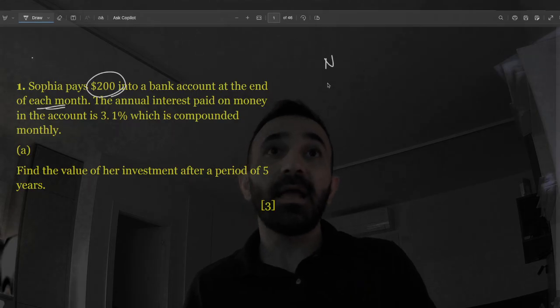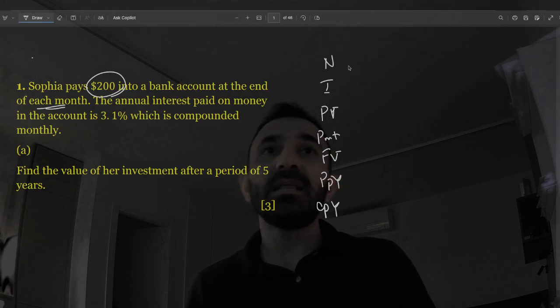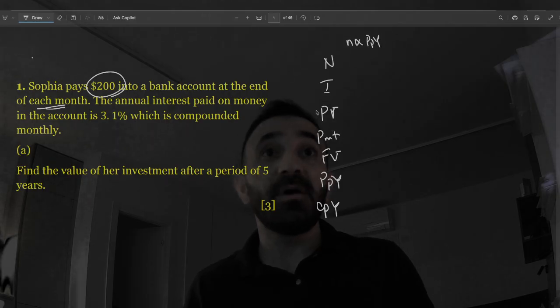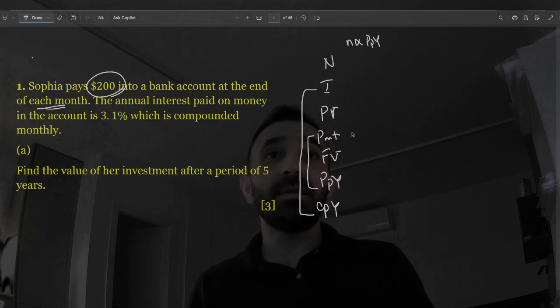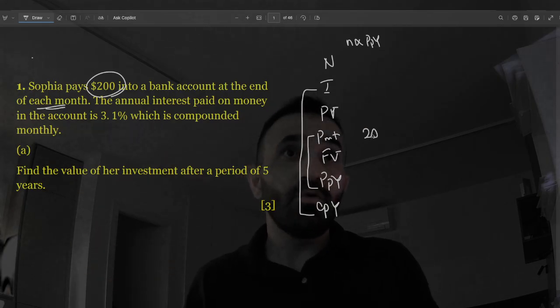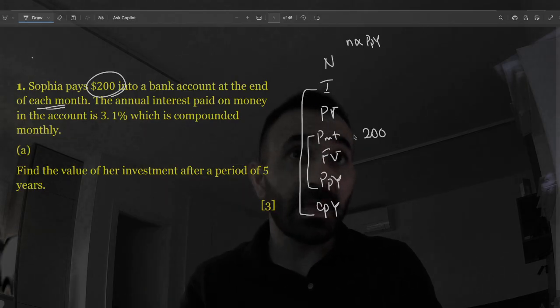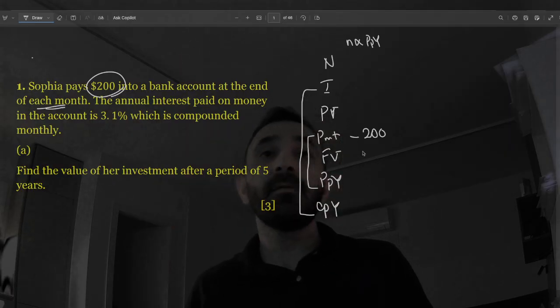Let's make the table: N, I, present value, PMT, future value, PPY, and CPY. Okay, what is N? N is number of years times PPY. But what is PPY? Remember, I and CPY are together and PMT and PPY are together. PMT is the amount of regular payment. So here, $200 is the regular payment, which I have to put as negative because I'm losing money. I'm giving money to the bank.